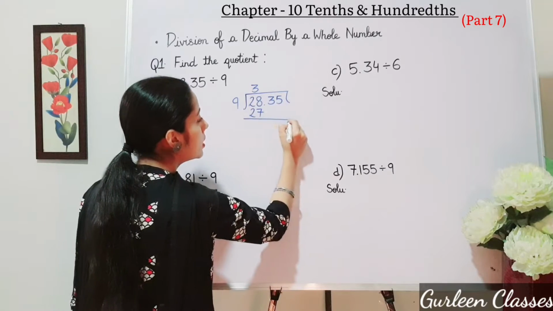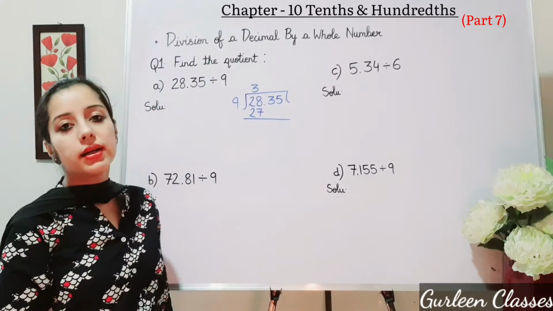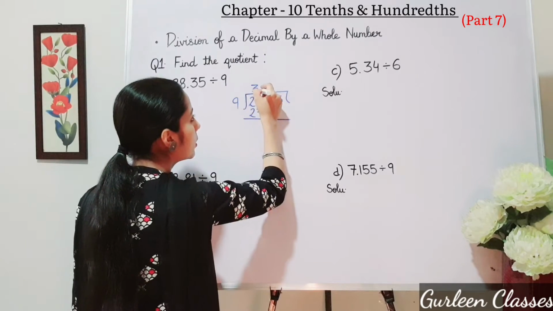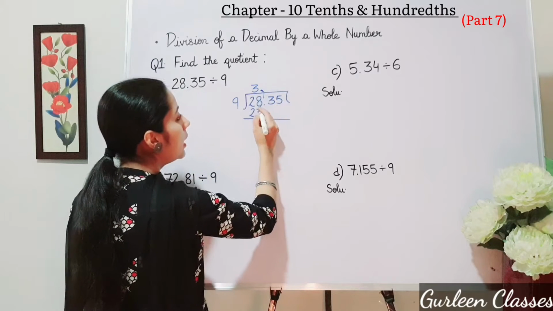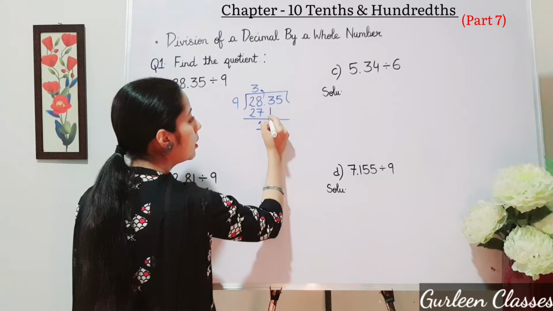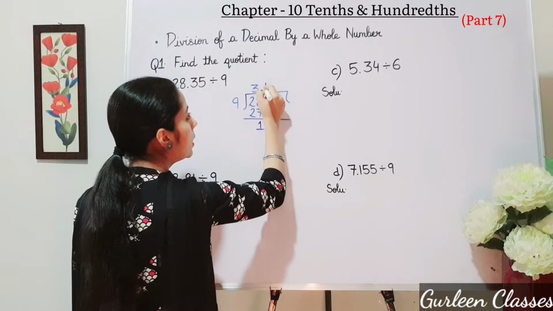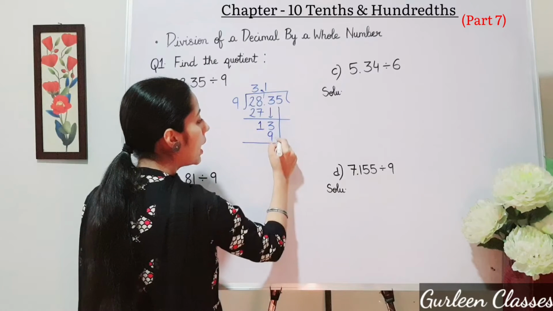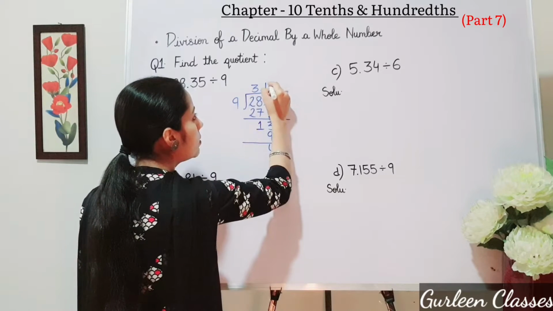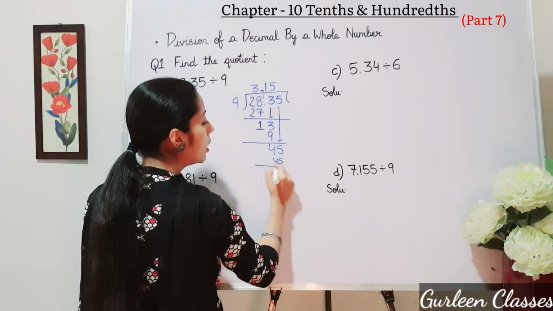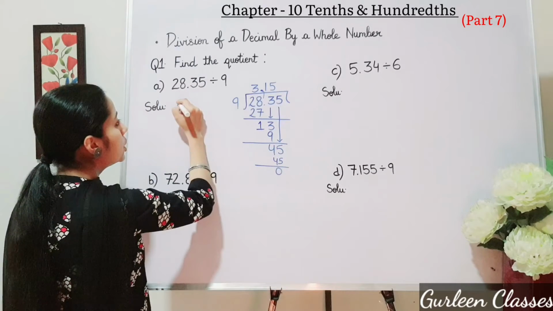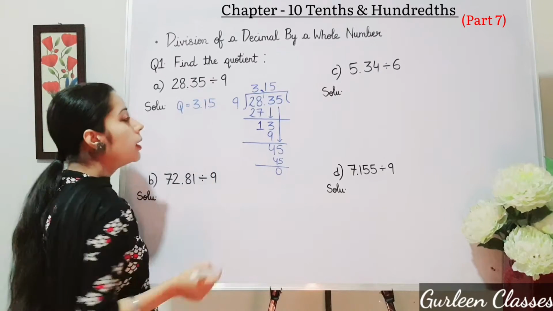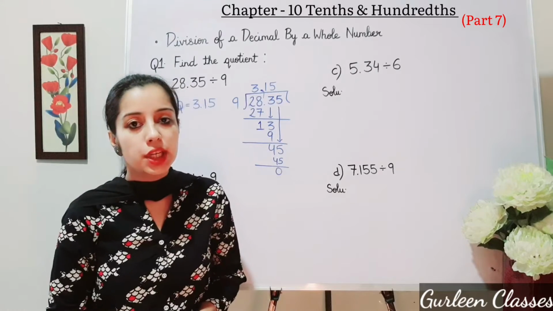27. After dividing the whole number part, it is the decimal point. So this decimal point will go in the quotient, just above this. Then 8 minus 7, 1. 3 will come down. 9 ones are 9. 13 minus 9, 4. And 5 will come down. 9 fives are 45. Remainder is 0. So the quotient is 3.15.